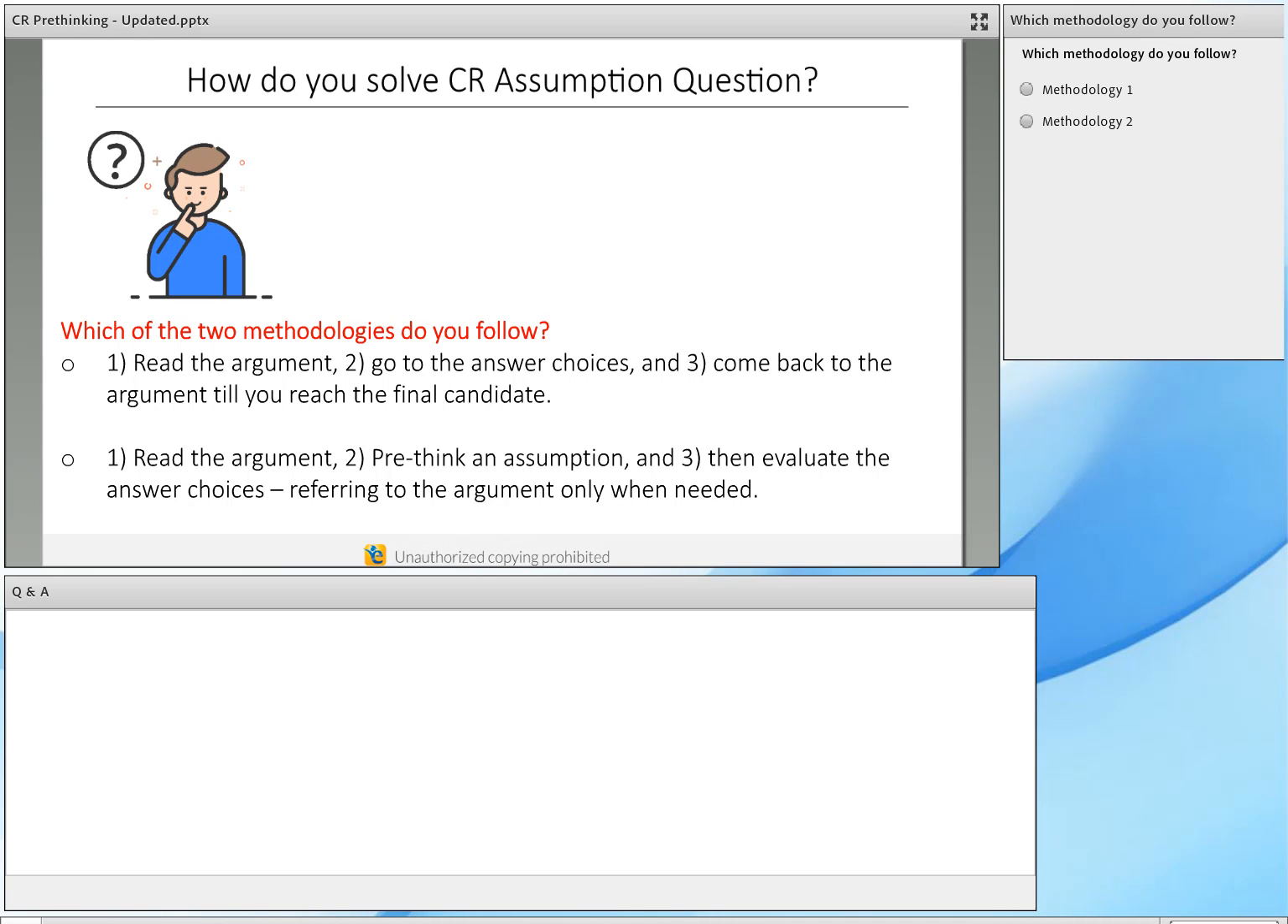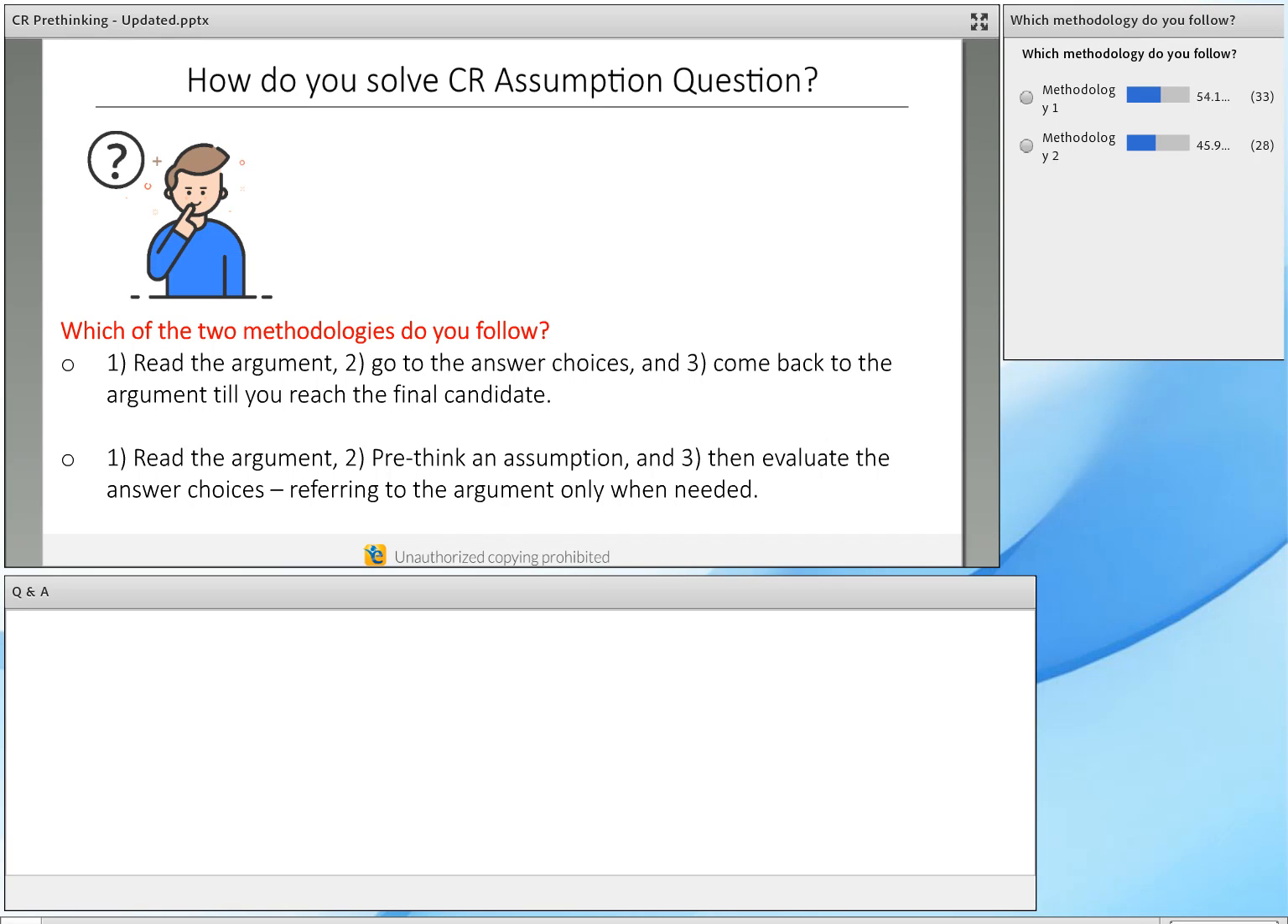Okay, let's get a few more responses to the poll question. Which methodology do you follow? I have upwards of 100 students here in the webinar. I'd like to really get at least 60 responses over here. I have 41, 45, 47, 50. Let's get 10 more responses. 51, 53, 56, 58, 60. Perfect.